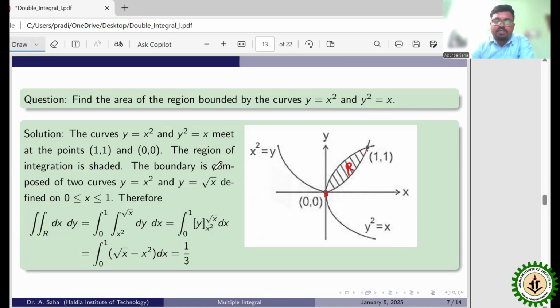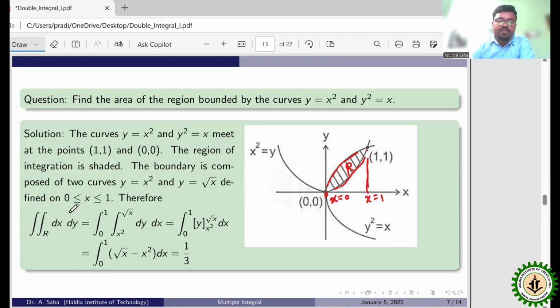Now the boundary is composed of two curves. First one is this one, and this is another curve. So this is your y equals x squared curve and this is your y equals root over x curve, right? And here x runs from x equals 0 to x equals 1.